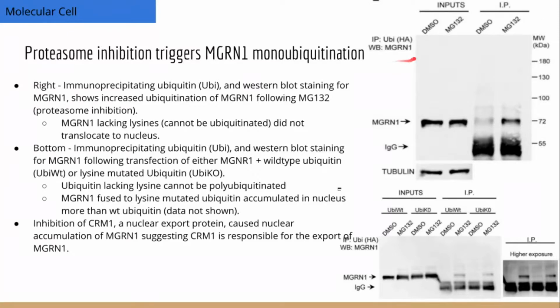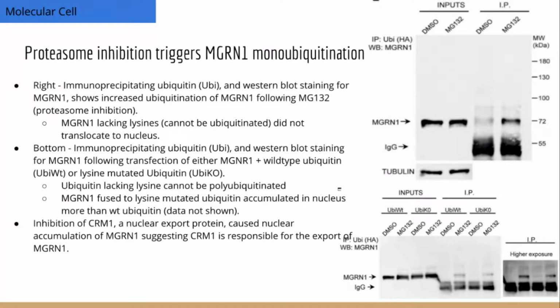So let me reemphasize. They are immunoprecipitating ubiquitin, so they're pulling down ubiquitin, then they're staining for MGRN1. And they do this in two different conditions, a control condition with DMSO saline, and then with cells treated with MG132. And we see cells treated with MG132 are pulled down more frequently than cells treated with a control. This indicates that there's more ubiquitinated MGRN1 when the proteasome is inhibited. So the question is, could this ubiquitination be triggering nuclear import?